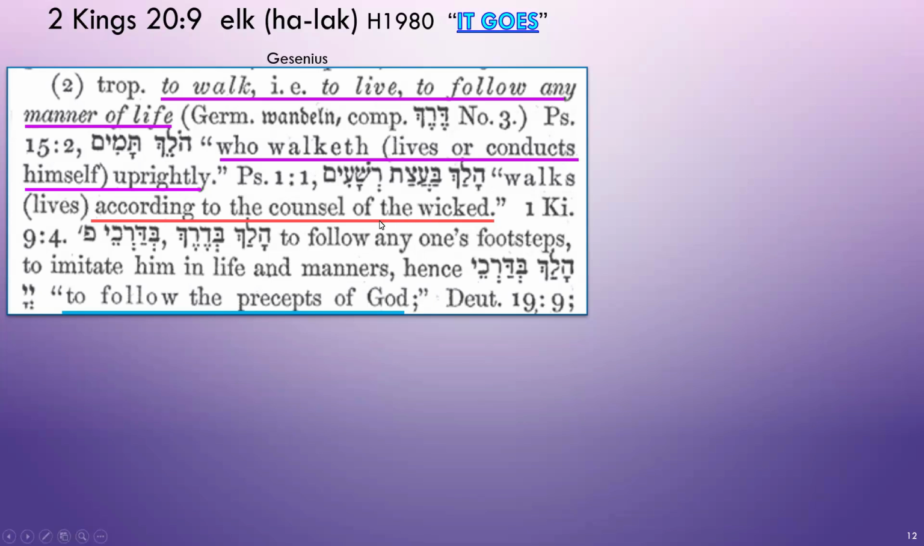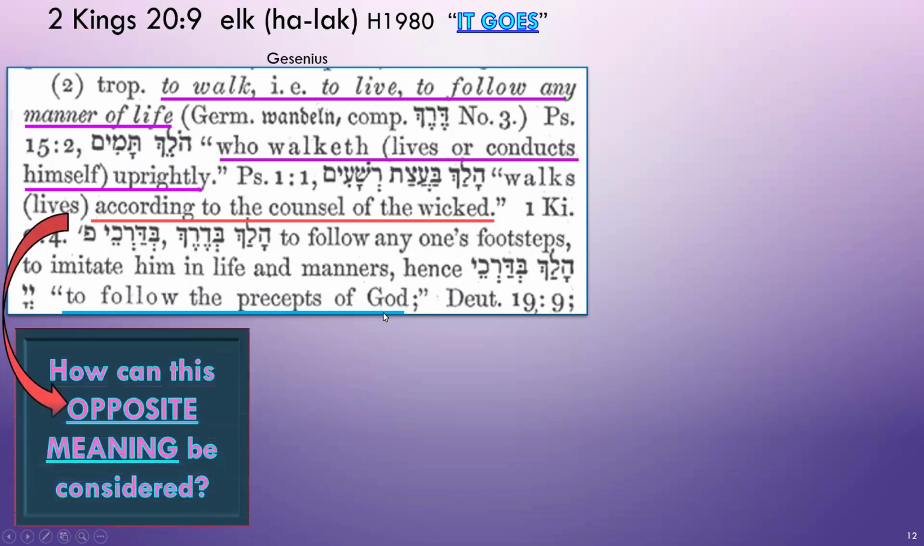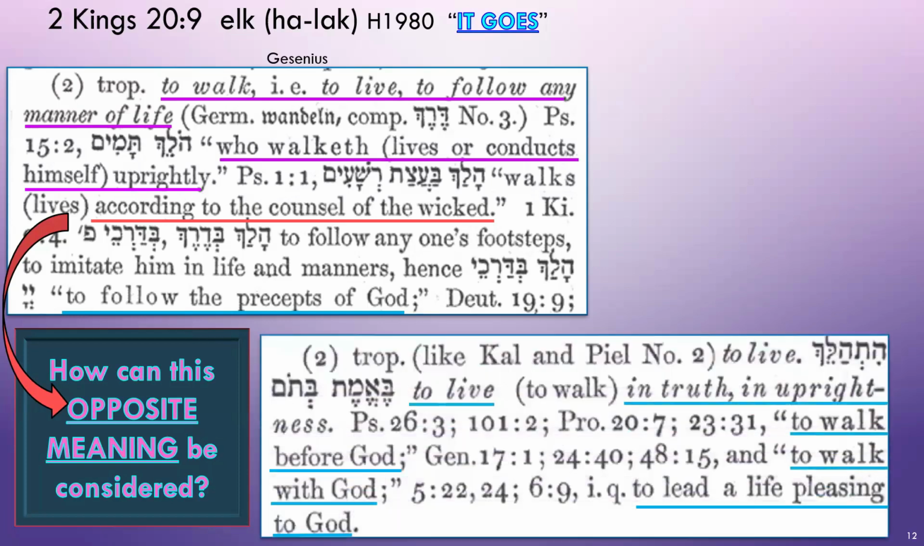Yahuwah would remove this definition out of the way. It's simply not applicable. That's why it's underlined in red. What about this one? This word halach, to follow the precepts of Yahuwah. That sounds pretty fair. That's why it's in blue. If Yahuwah was orchestrating this event, it's got to be pretty sure that he finds it acceptable. But how can this opposite meaning be considered? Why is that there? It's something we need to think about.